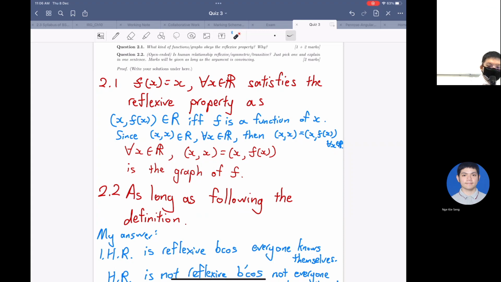So what kind of functions obey the reflexive property? First of all, why is a graph a relation? Because you can write it as (x, f(x)). That's the relation. And then what's the reflexive property? For all x in the set, x has to be in the set. But (x, x) is written in the form (x, f(x)), so they have to be equal. Since this holds for all x, x equals f(x). That's why you get f(x) equal to x.